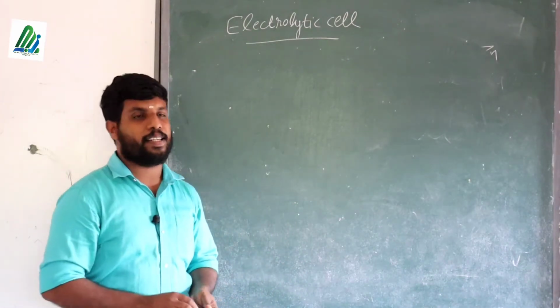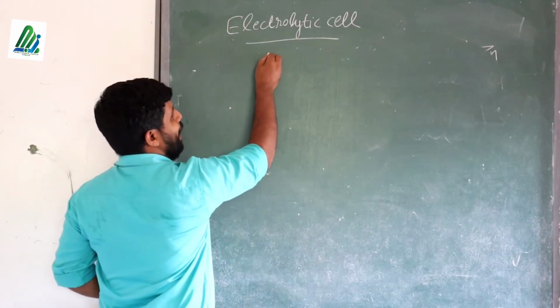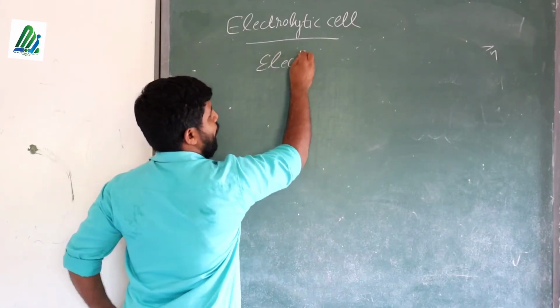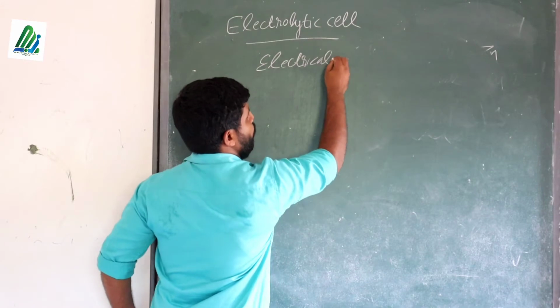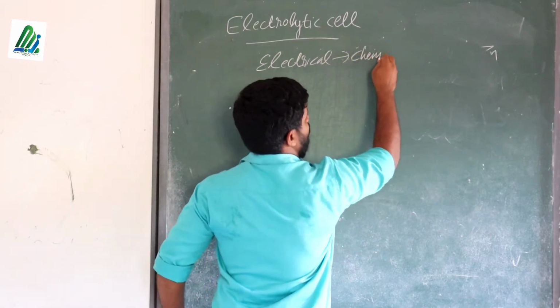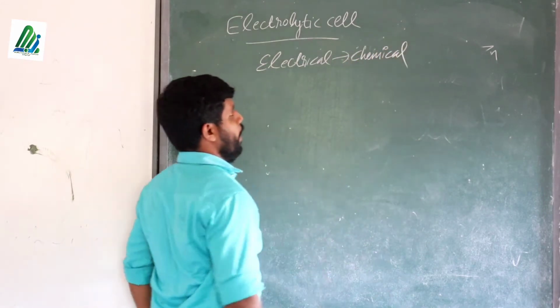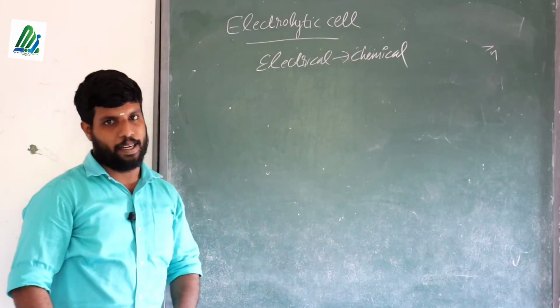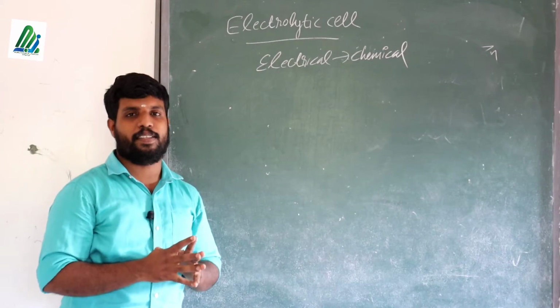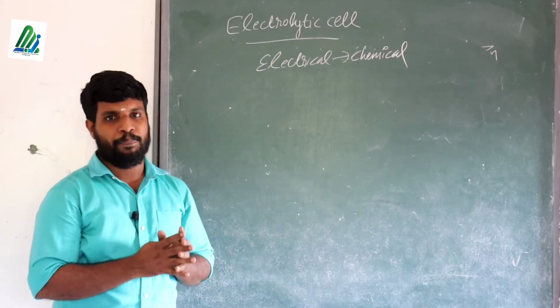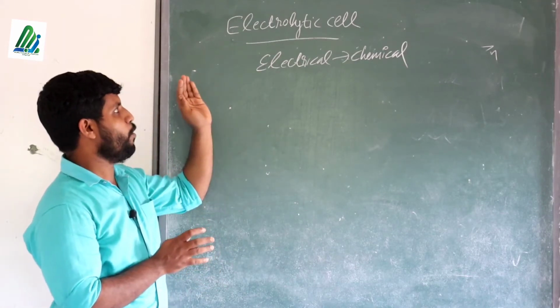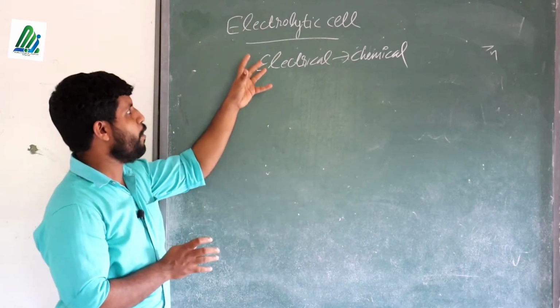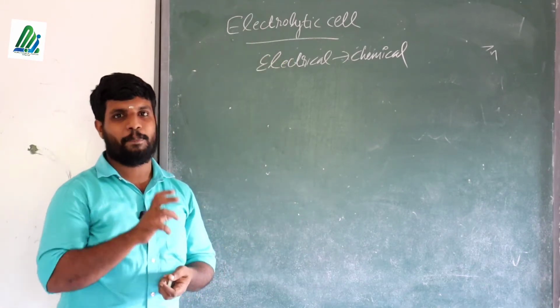Electrolytic cells are the devices that convert electrical energy to chemical energy. By the passage of electricity, a chemical reaction occurs. Such reactions are generally known as electrolysis, and the devices used are known as electrolytic cells.